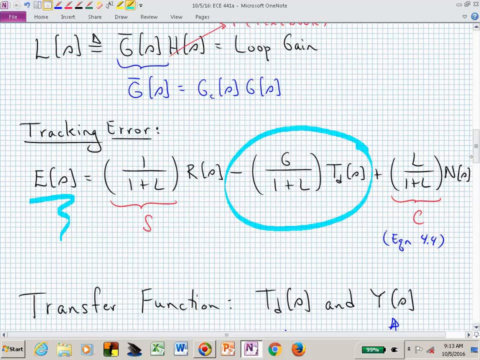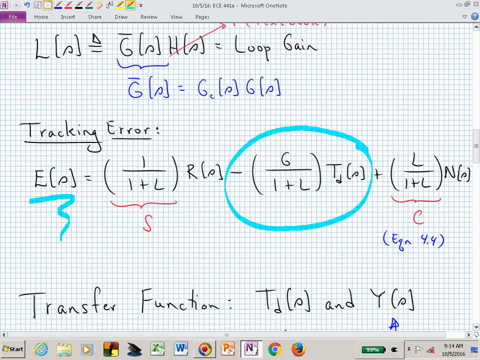We wanted the tracking error, which is r minus y, and we computed y. We're just now subtracting y. That was a result of, or a consequence of, that disturbance input. And you can do the other 3 terms the same way to derive this particular expression that gives you the tracking error as a function of the reference input, the disturbance, and the noise.